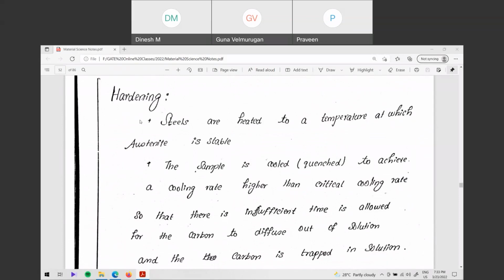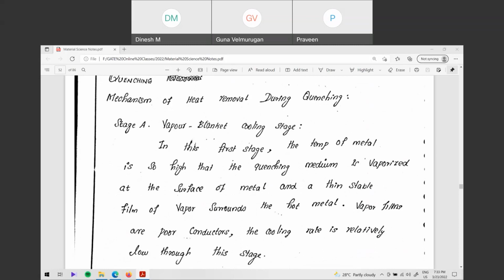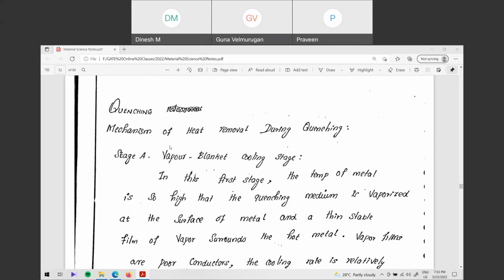Next is hardening. Steels are heated to a temperature at which austenite is stable. This austenite and all I didn't discuss, but forget, just memorize it. And the sample is quenched, in the sense cooled, at a rate higher than the critical cooling rate. Okay, that is hardening. Quenching is nothing but putting the item in some kind of fluid. You might have seen in movies some heated object being dipped into liquid, producing some fumes, right? It will cool faster. That is what quenching is.